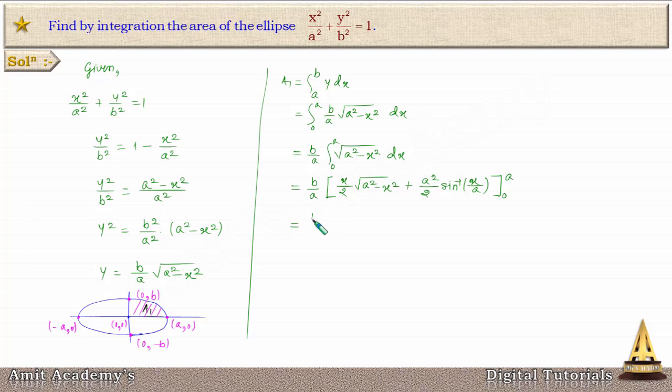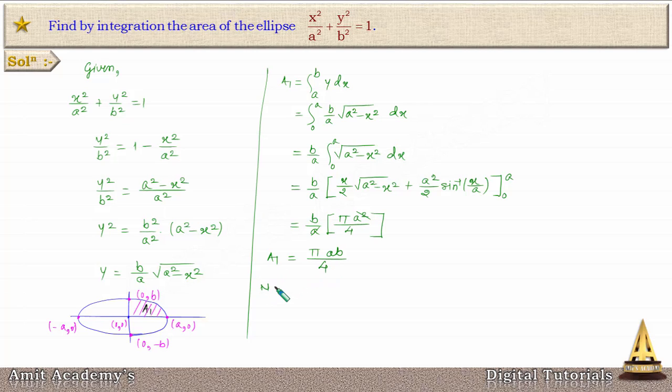So this is equal to b by a in bracket. For these x, first we have to put the upper limit a, then minus, for these x we have to put the lower limit 0. This we have already solved in the last sum, so the answer of this bracket is pi a square by 4. Just refer to the last sum. So a1 is equal to, now this a and one of this a will get cancelled. So I'll get pi a b upon 4. So this is a1.